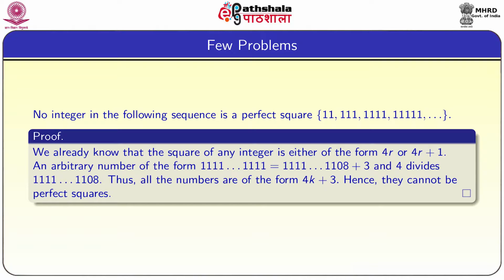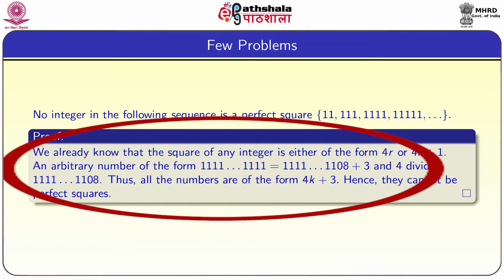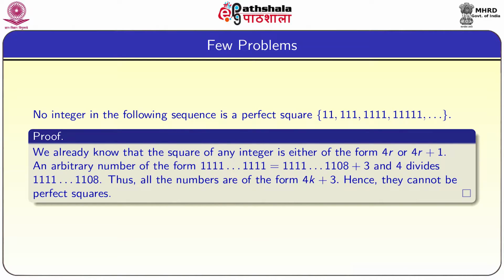It is easy to see that none of those numbers are multiples of 4. It is because if a number is divisible by 4, then it also has to be divisible by 2, and that is not possible. So, the next thing we have to show is that none of those integers are of the form 4r plus 1. Now the problem boils down to showing just that these numbers will not give remainder 1 when divided by 4. So, how to attack that?